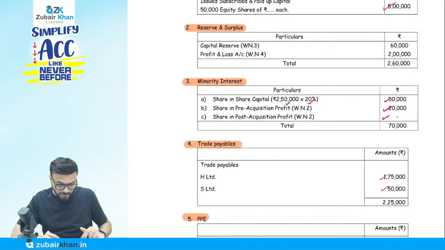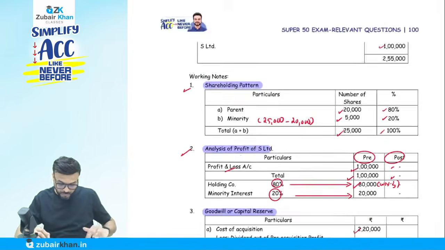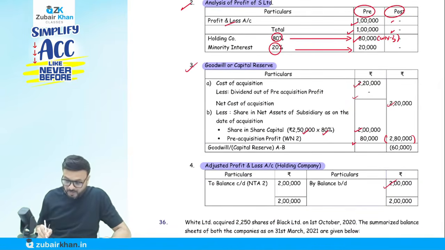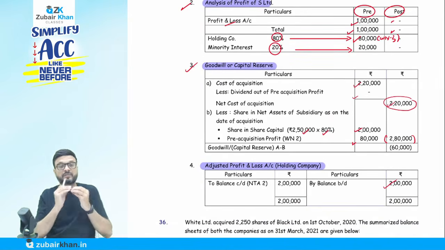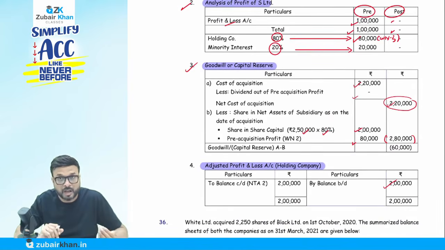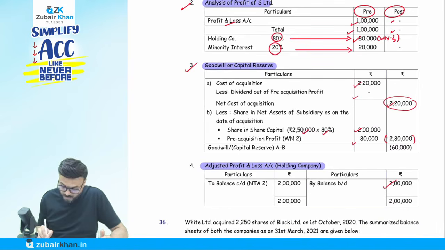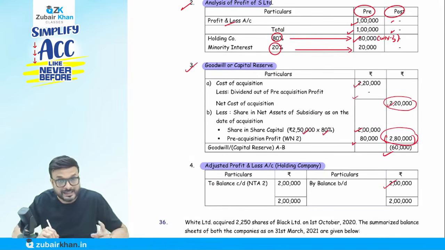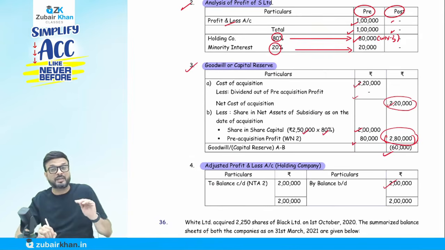Now if I go again to working note number 2, we have written down the value of working note number 3. Here the total is coming to 2,20,000, which is the cost of investment. How much they have given us in return is 2,80,000. So 2,20,000 minus 2,80,000 comes to 60,000, a negative figure.